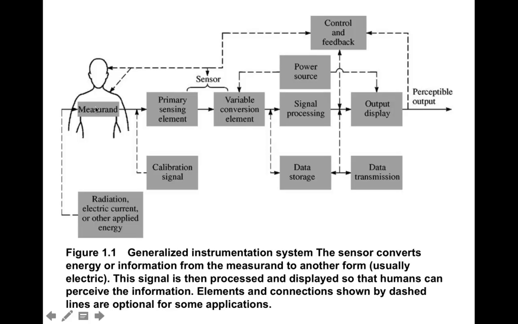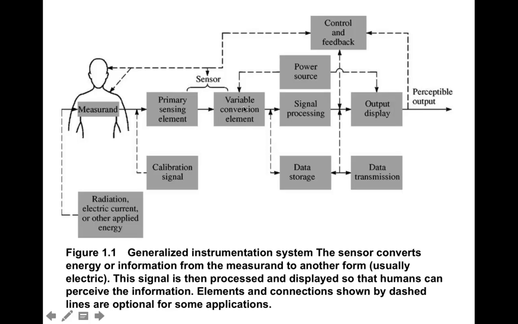And then once you've identified what's being measured, oftentimes there's also a calibration signal. You now have your sensor, and so within your sensor you typically have a primary sensing element. That's usually something physical like an electrode placed on the skin, or a thermocouple placed on the skin, or even a wireless type device that's picking up some kind of signal from the body.